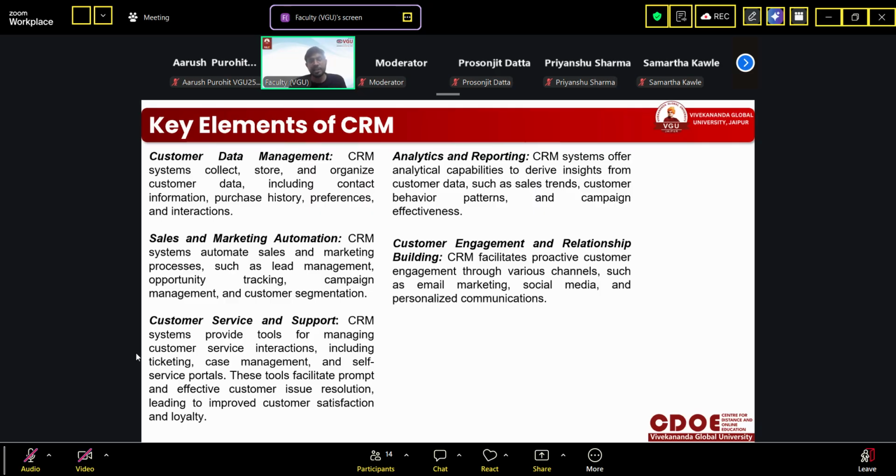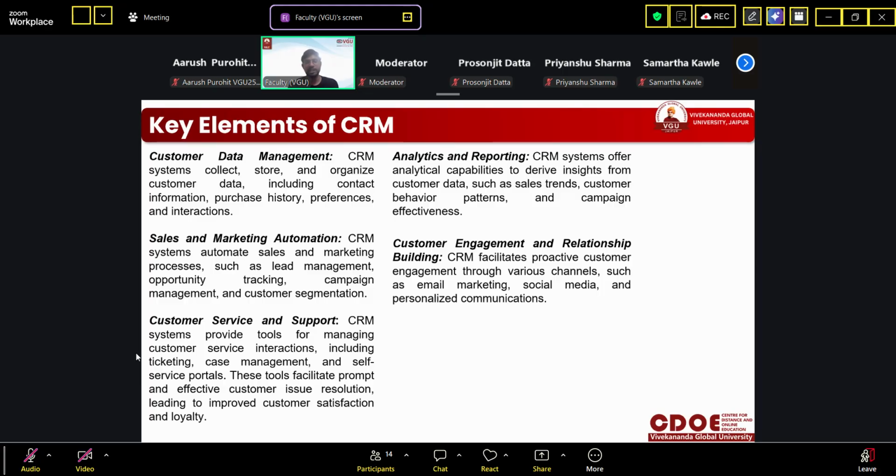In the analytical and reporting part, CRM systems offer analytical capabilities to derive insight from customer data. If there are thousands of customers of that product, and you have all the information regarding those persons, that means you can get more insight from their data. Like what is the sales trend? What is the customer service behavior pattern and campaign effectiveness?